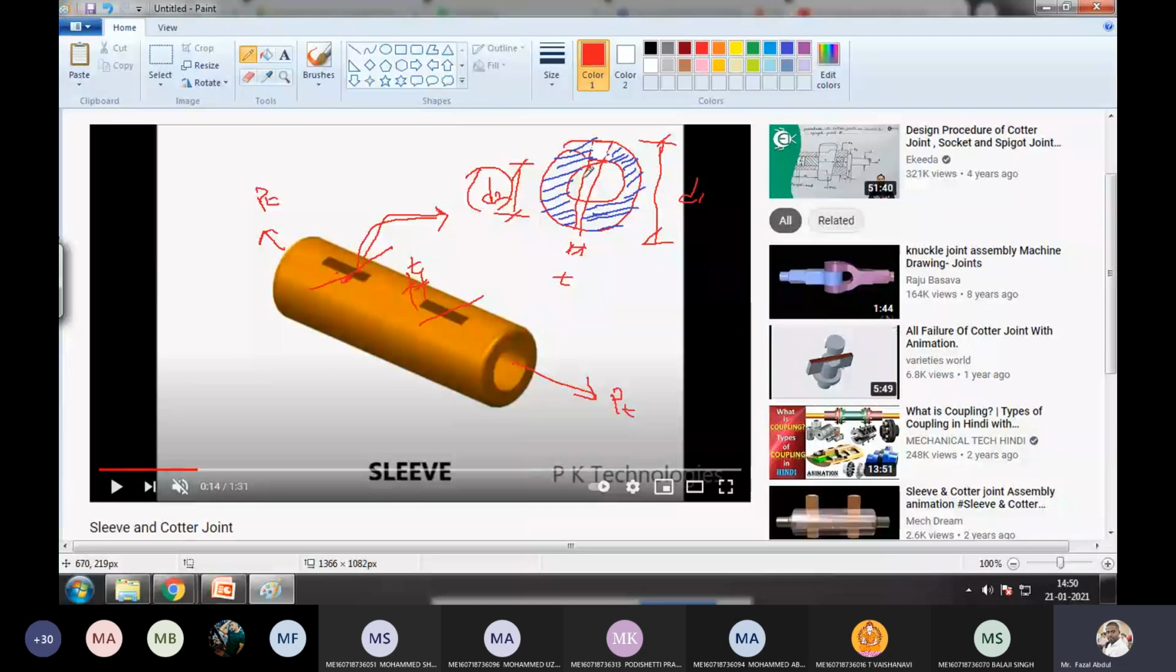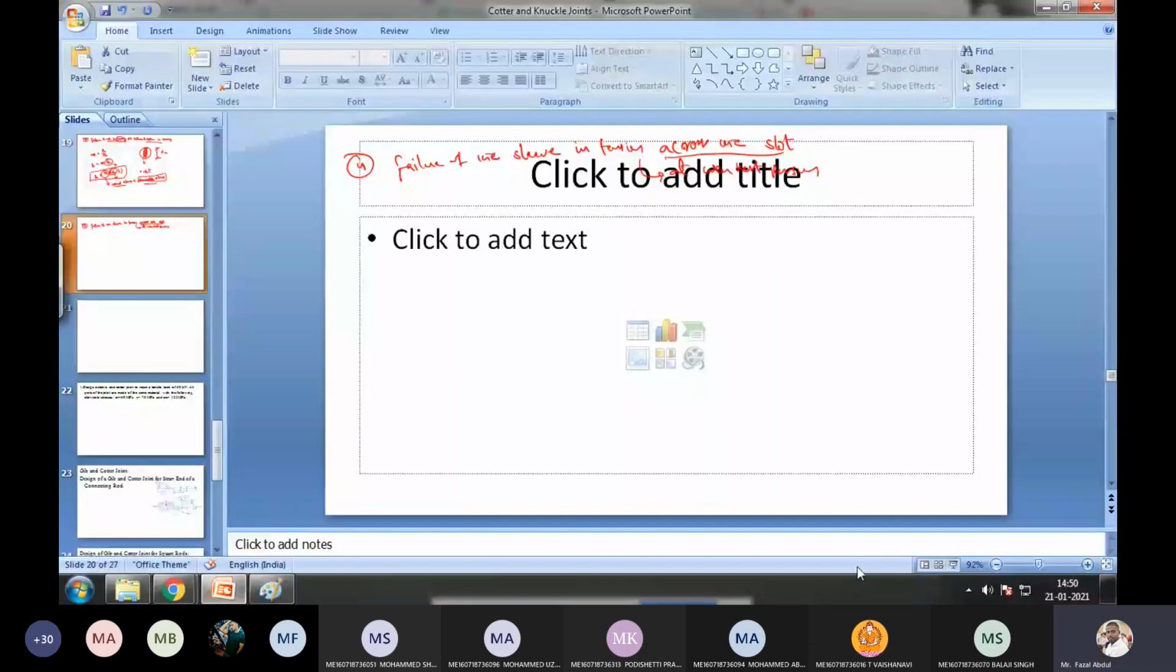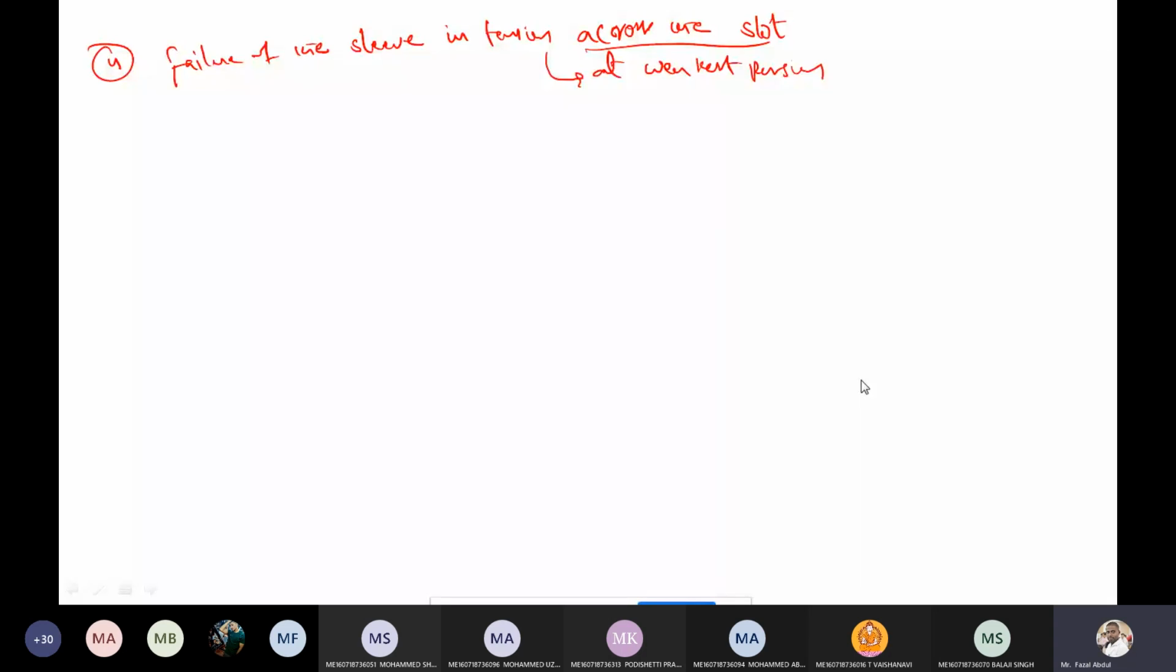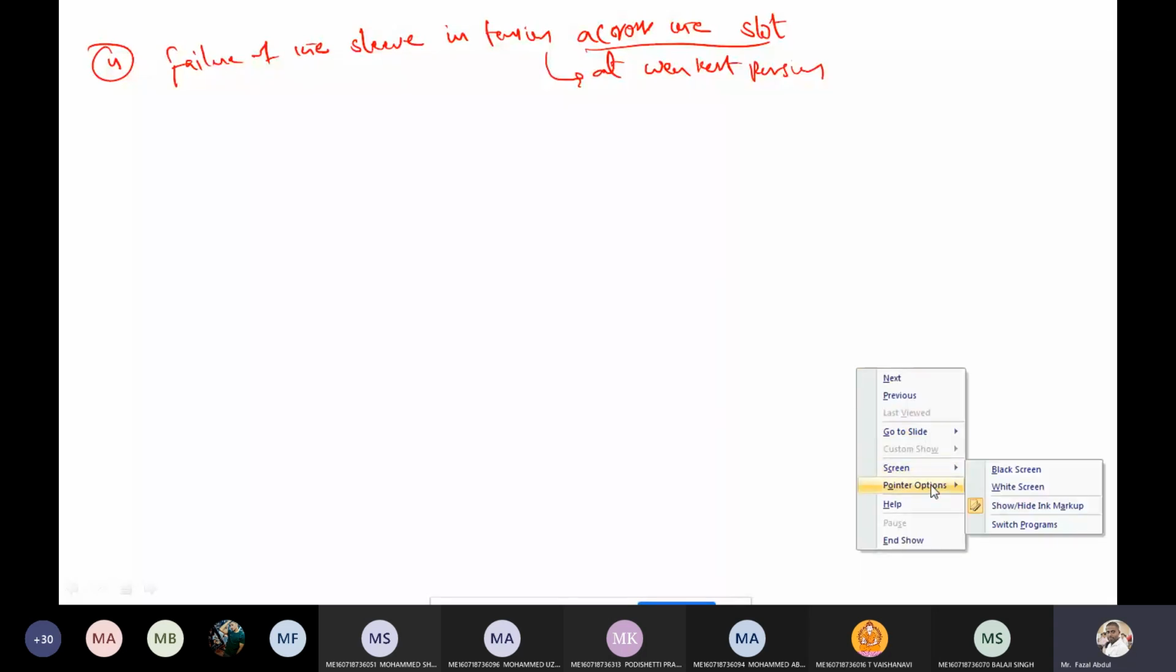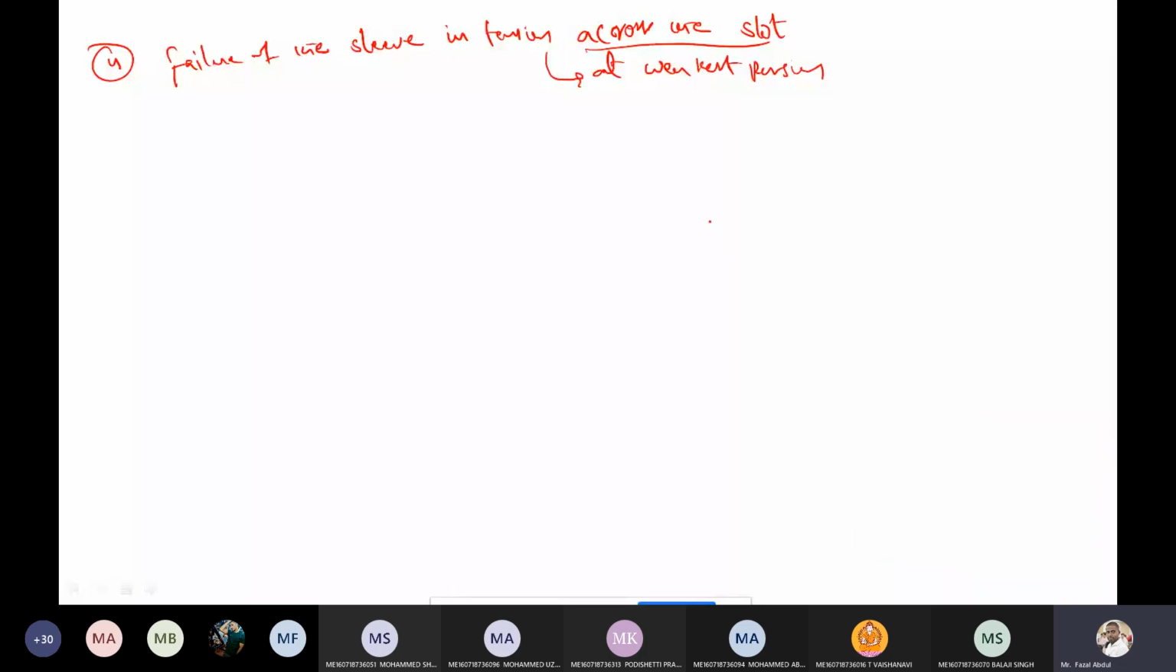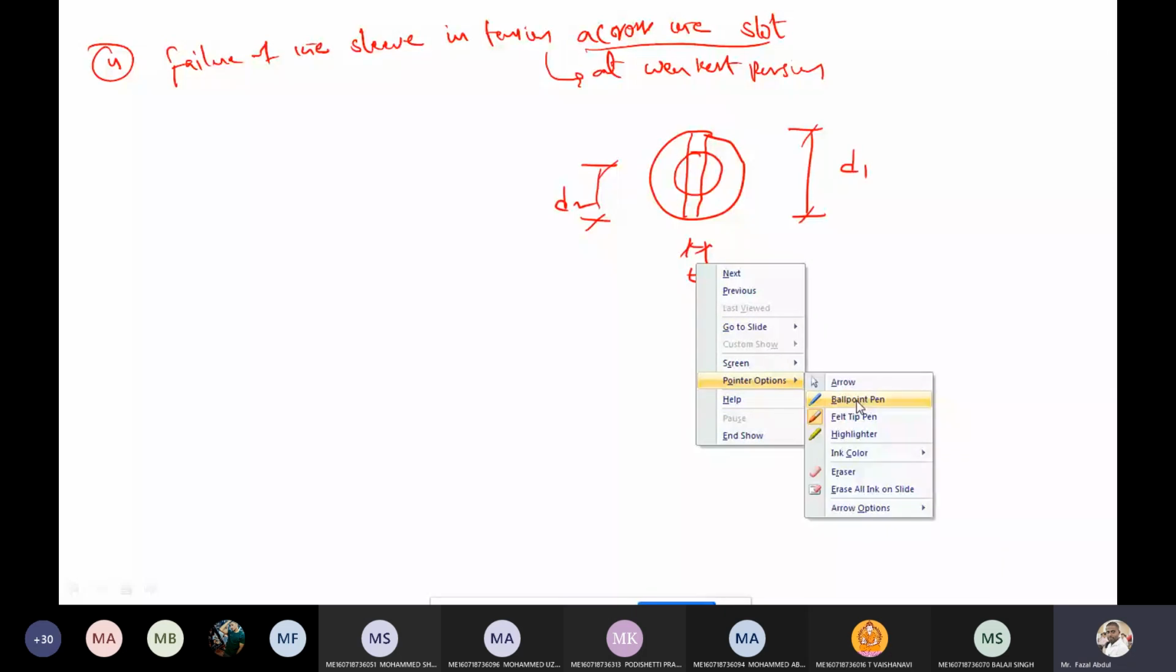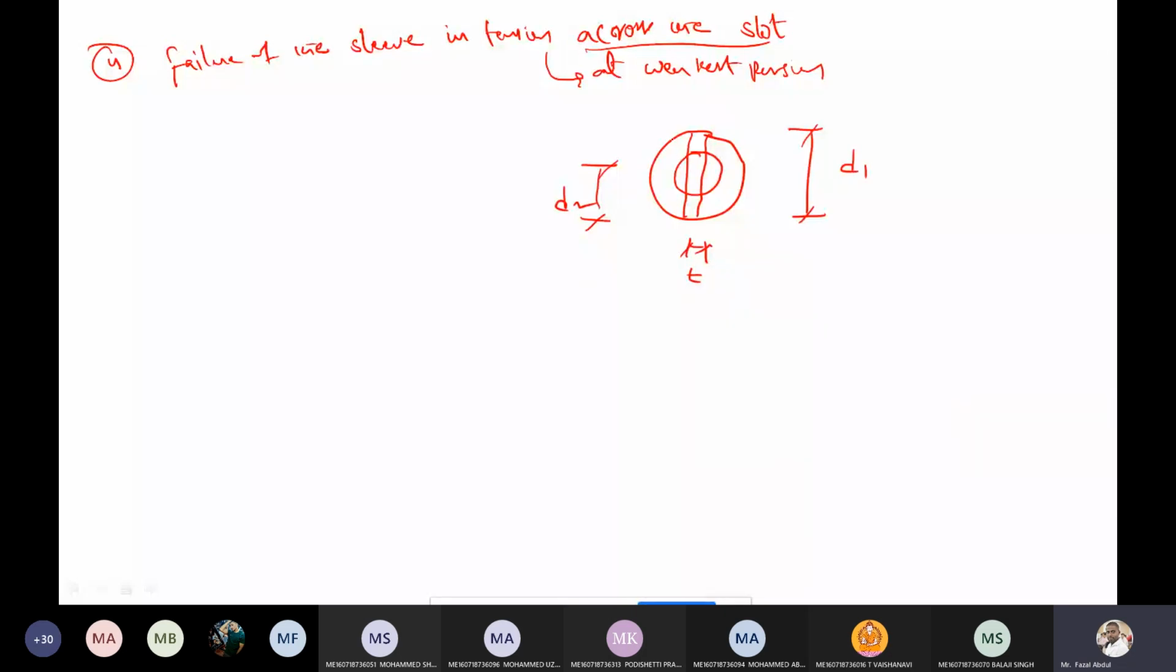Are you getting it? The same diagram I'm drawing here again. This is the outer diameter of the sleeve, d1. This is the inside diameter of the sleeve, d2, and this is the slot thickness, t. Same diagram I'm drawing again here. Now this is the failure area.